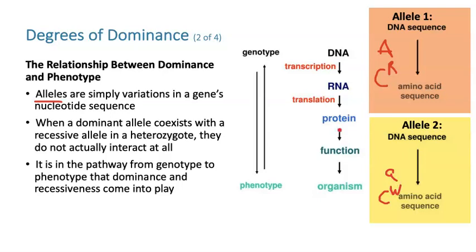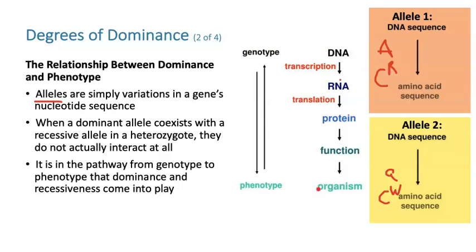If they're showing complete dominance and it's existing in an individual that shows recessive, then they're heterozygous. And one important thing to remember is that these two alleles are not actually interacting with each other. This one goes through its own DNA makes RNA and RNA makes proteins and proteins have functions, and that's how it shows up in the phenotype of the organism.